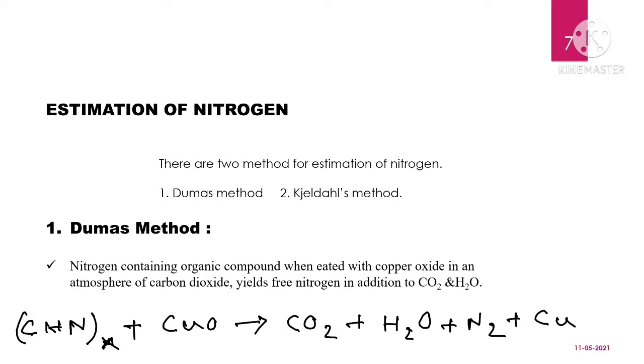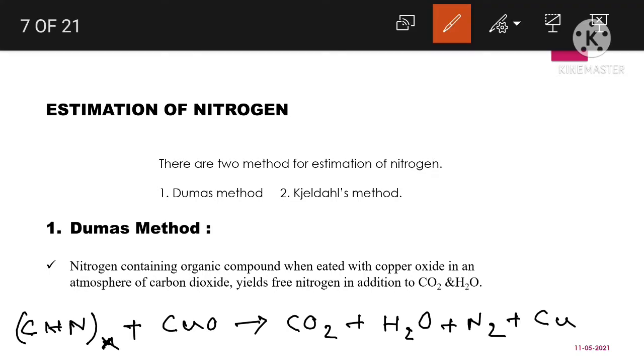So today we will discuss another method of determining the percentage composition of nitrogen. There are two methods for estimating nitrogen: one is the Dumas method and another one is Kjeldahl's method. We will first see the Dumas method and then the Kjeldahl's method in this video.